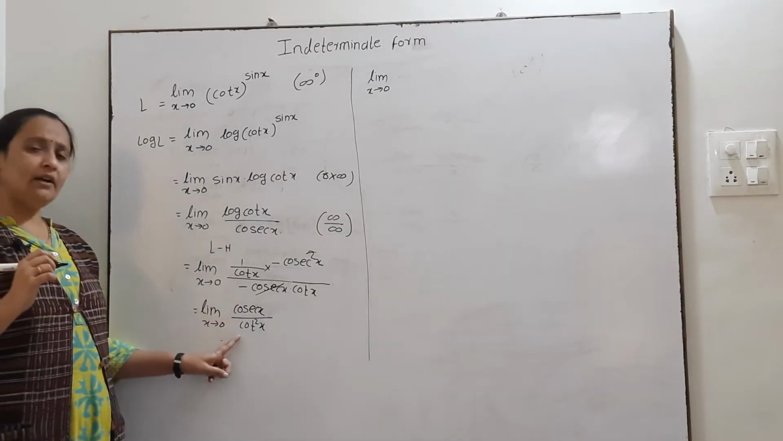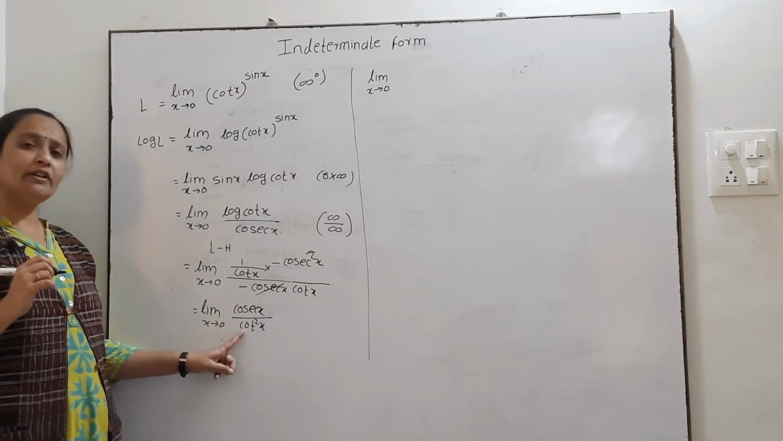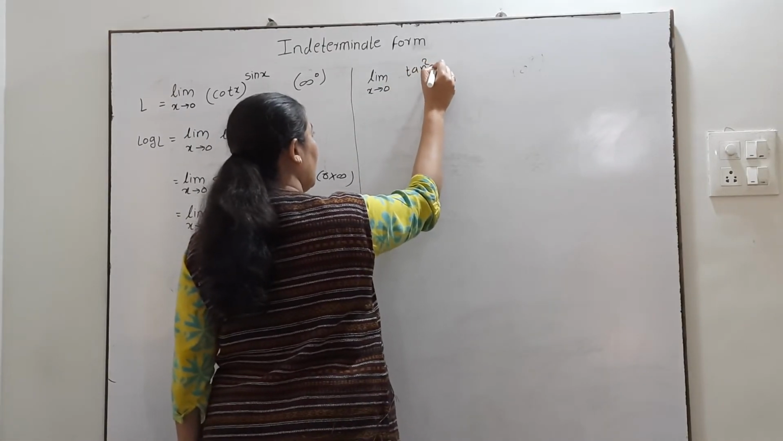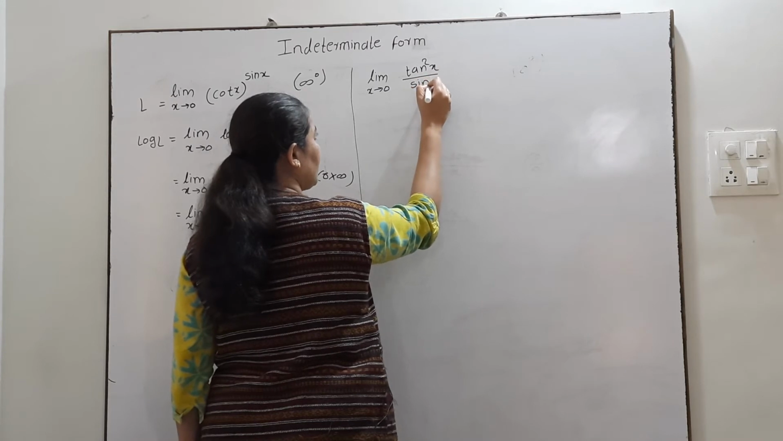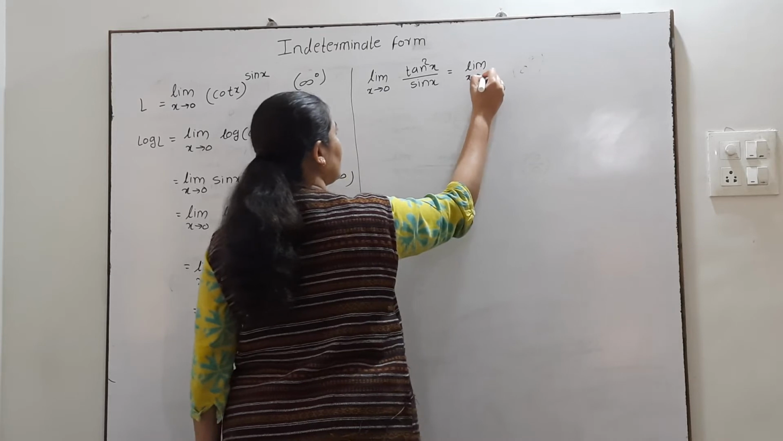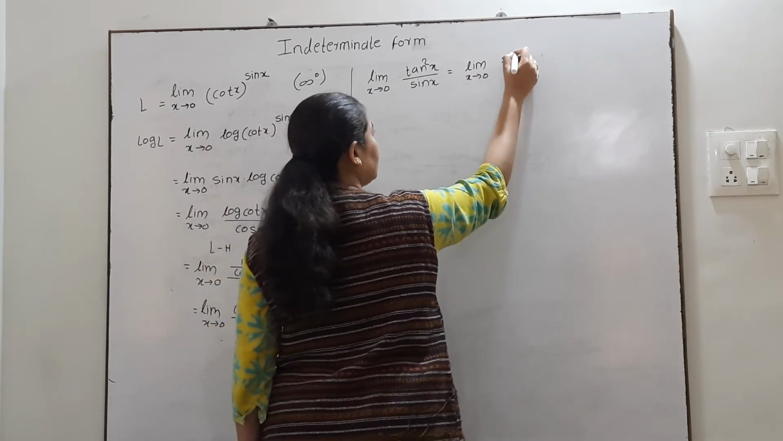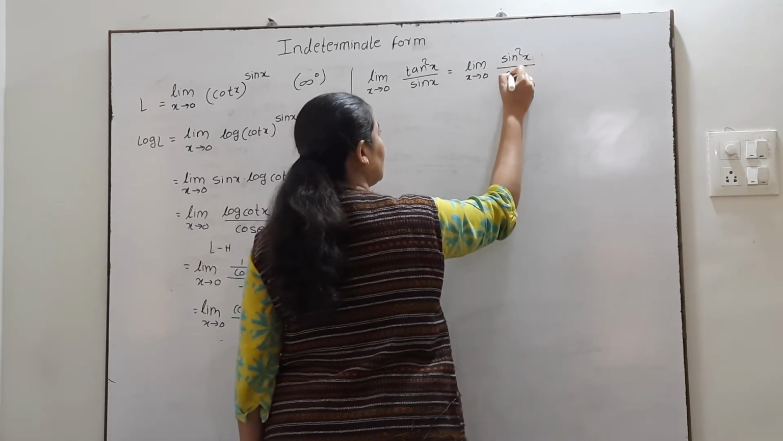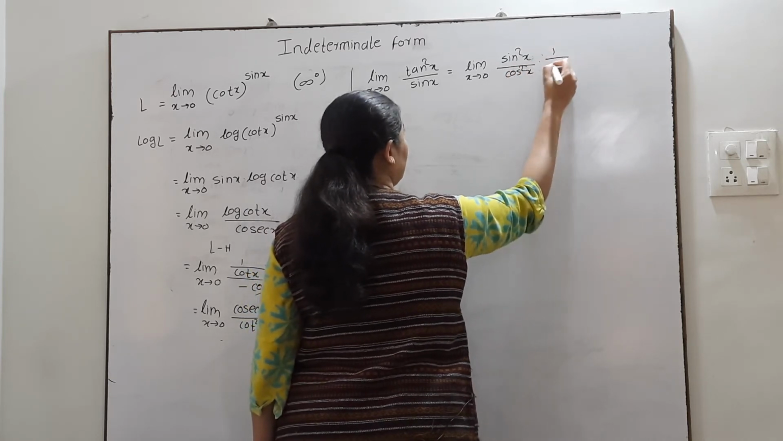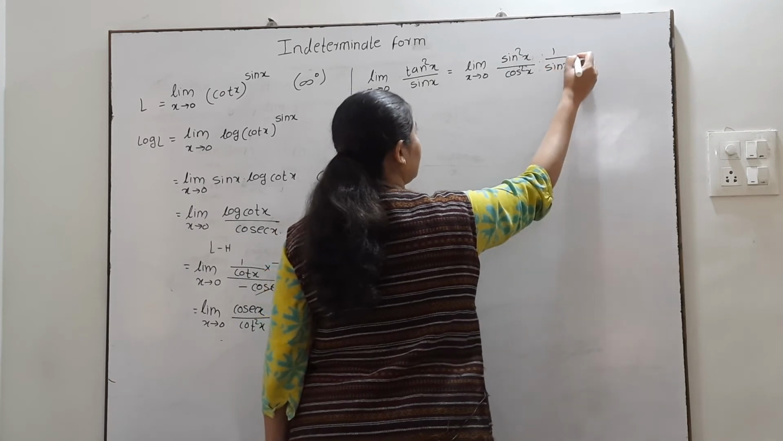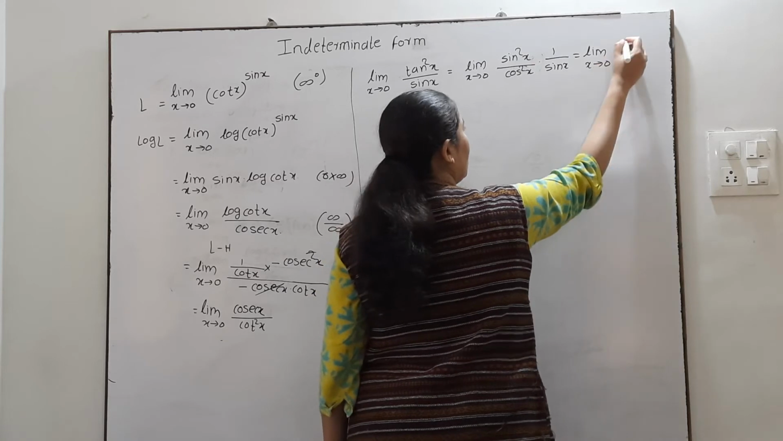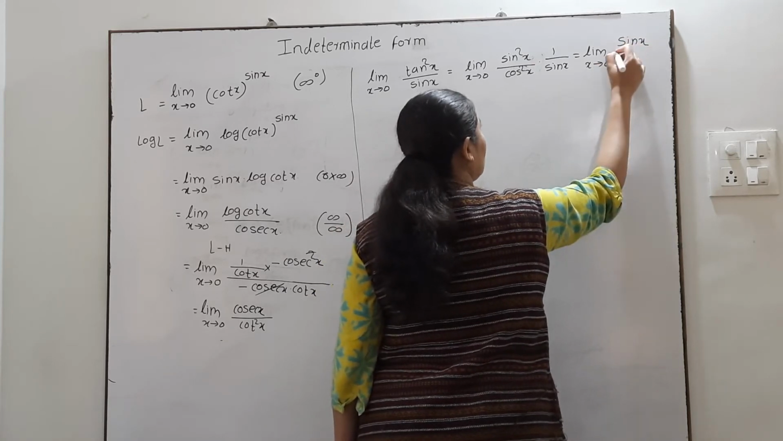Cosec x is nothing but 1 upon sine x, and 1 upon cot x is nothing but tan square x. So it is tan square x upon sine x, that is equal to limit x tends to 0 of tan square x means sine square x upon cos square x, into 1 upon sin x as it is. One sin x will get cancelled. What is remaining? Limit x tends to 0 sin x upon cos square x.